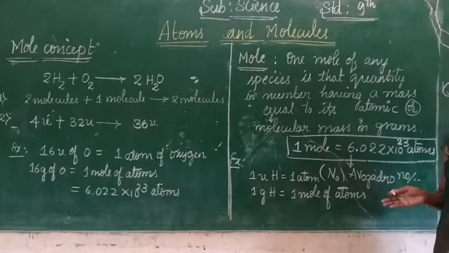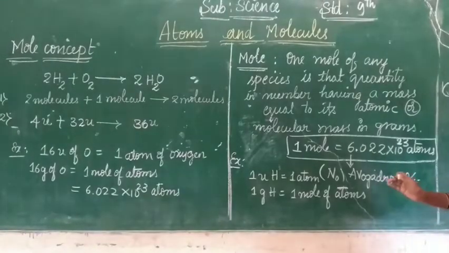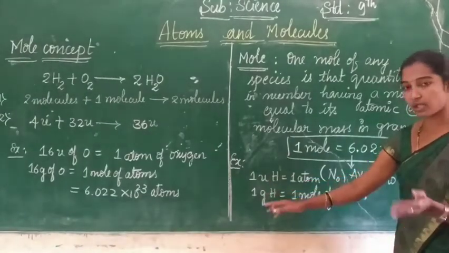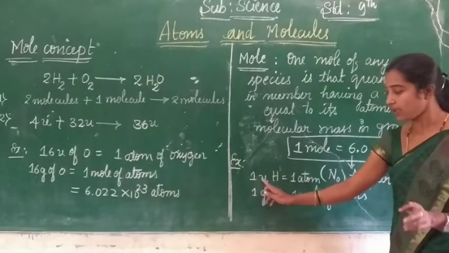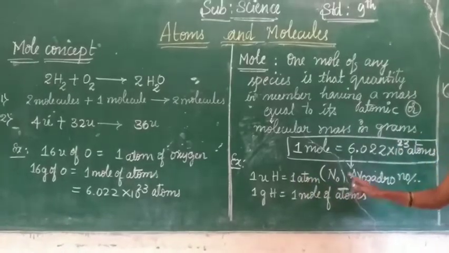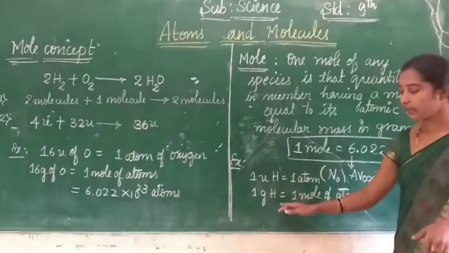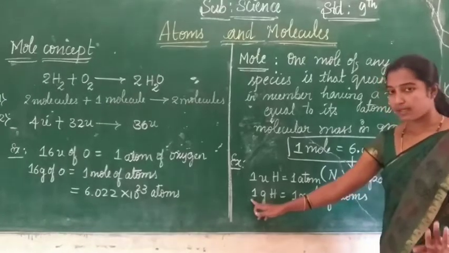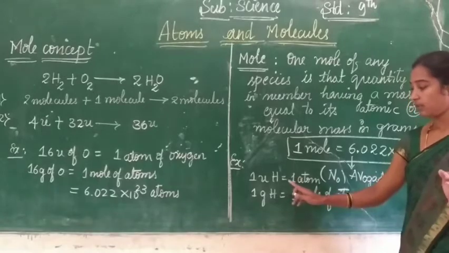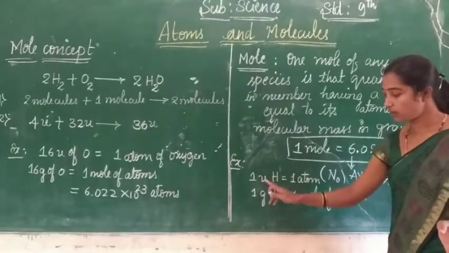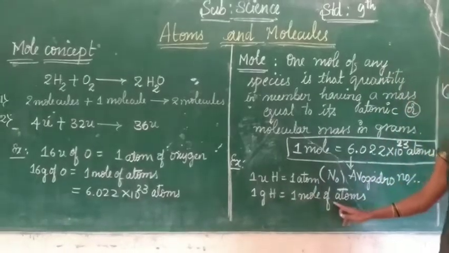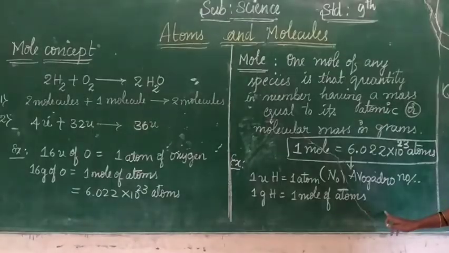When we introduce the mole concept, the atomic mass unit gets changed into grams. Look here, 1 atomic mass unit of hydrogen is equal to 1 atom of hydrogen. And when we introduce the mole, that is converted to grams. 1 u of hydrogen is nothing but 1 gram of hydrogen. That 1 gram of hydrogen contains 1 mole of atoms of hydrogen.